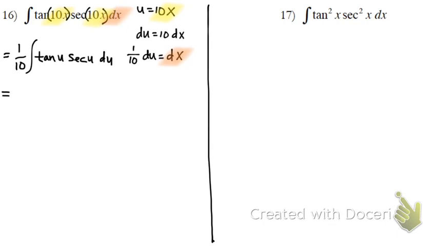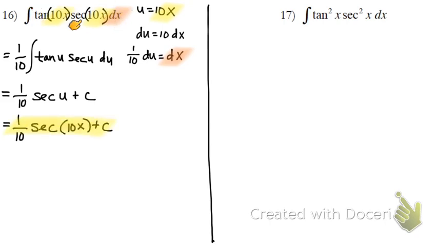And my cheat sheet says that the integral of secant tangent is secant. So this is 1/10 secant of u plus c. Last but not least, I'll replace u with what it equals. So this is 1/10 secant of 10x plus c. Final answer.